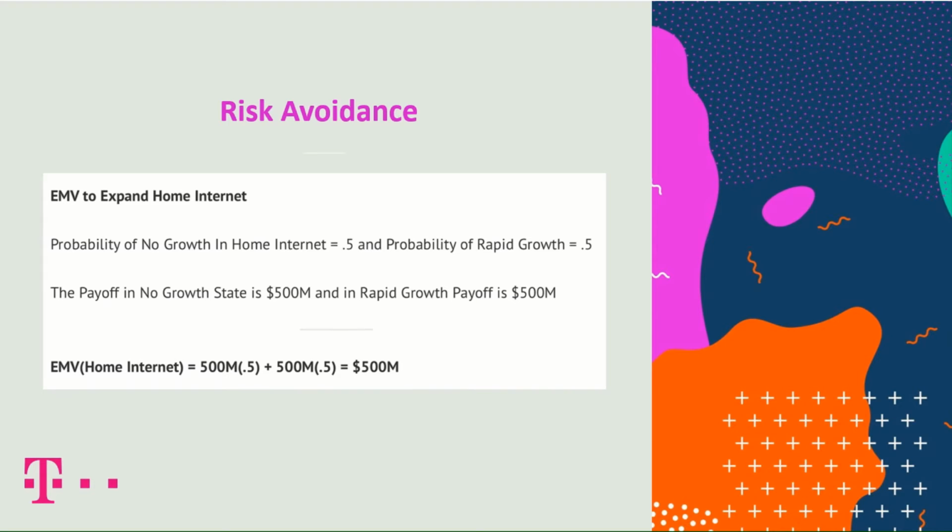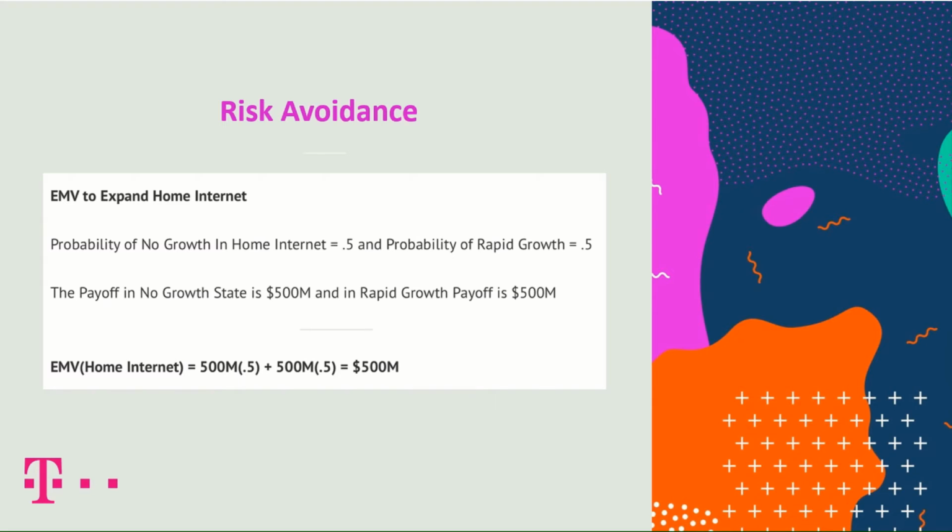Those are two outlooks that T-Mobile can forecast given other factors such as coronavirus and things that impact their projected growth. The payoff, therefore, is a mix or summation of both of $500 million for a no growth state and $500 million for a rapid growth payoff. The mix of those probabilities would yield about $500 million in expected value should T-Mobile invest in the home internet product.